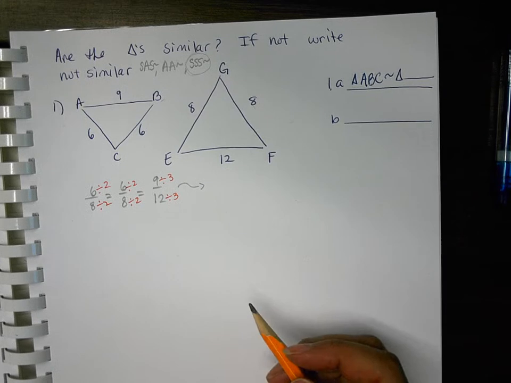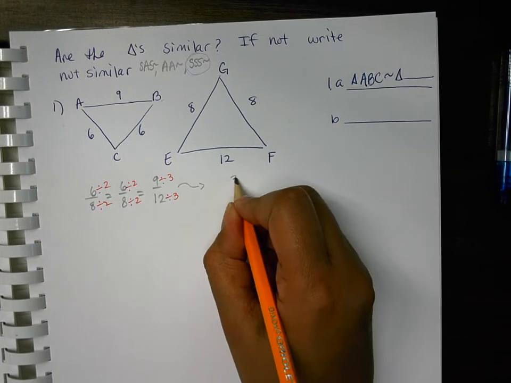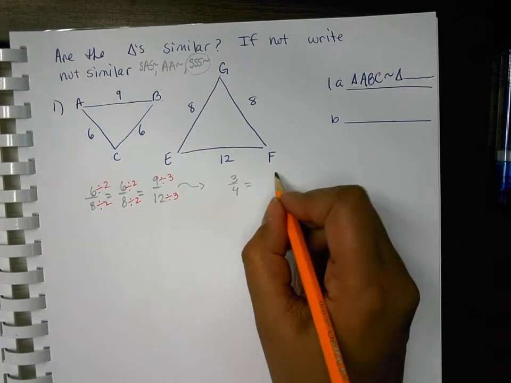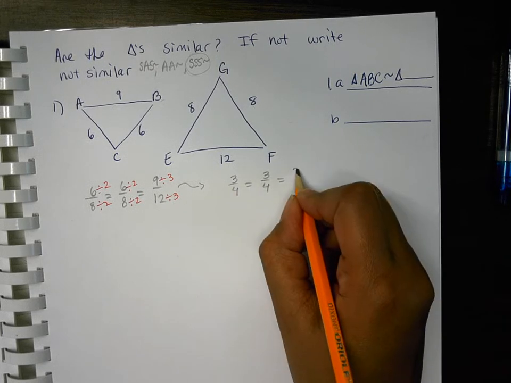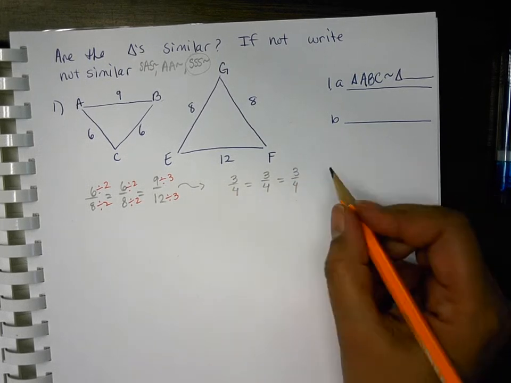All right, what do we get for 6/8? 3 over 4. The second 6/8, same thing? 3 over 4. And 9/12? Does it also equal 3/4? All right, check mark. Are they similar?